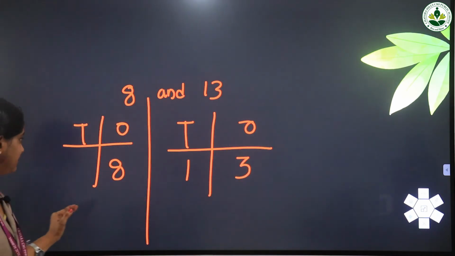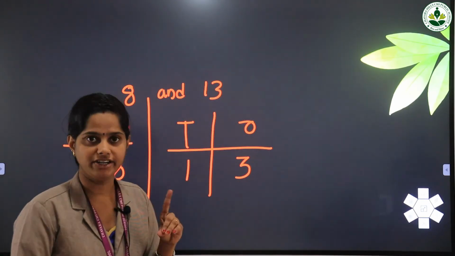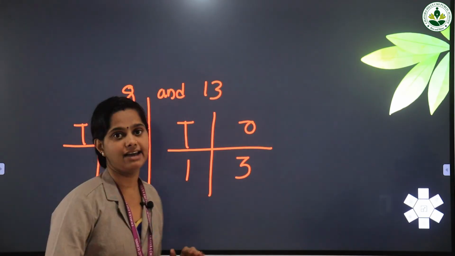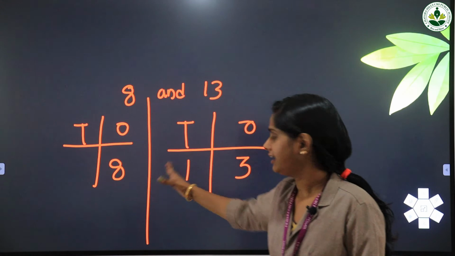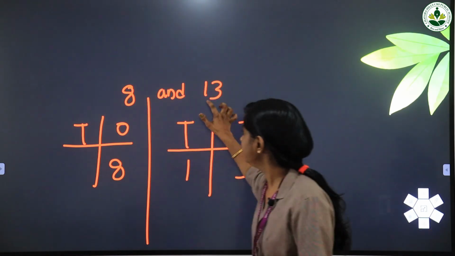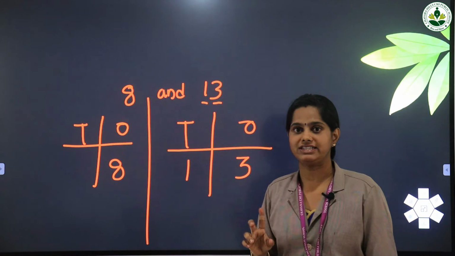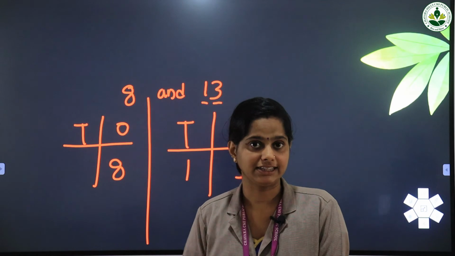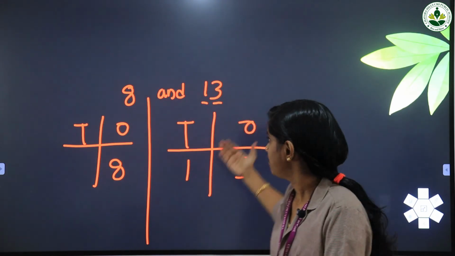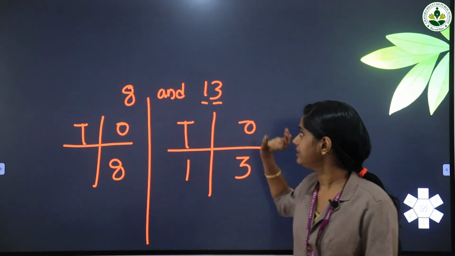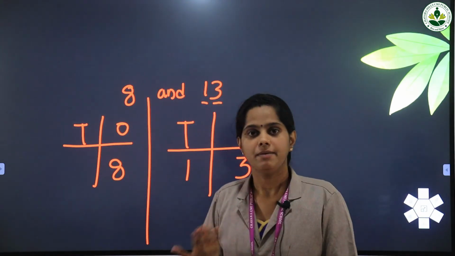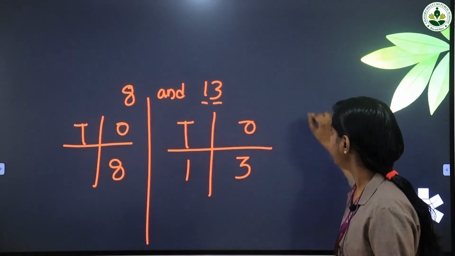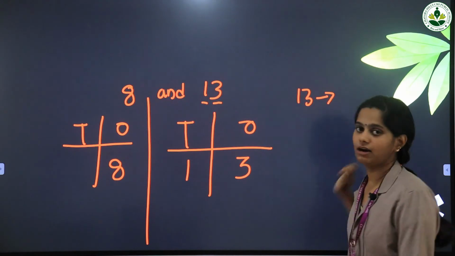From this, we can see that the number 8 has only 1 digit and the number 13 has 2 digits. The number with more digits is the bigger number when compared to other numbers. So we can say that 13 is the bigger number because 13 has 2 digits and 8 has only 1 digit.